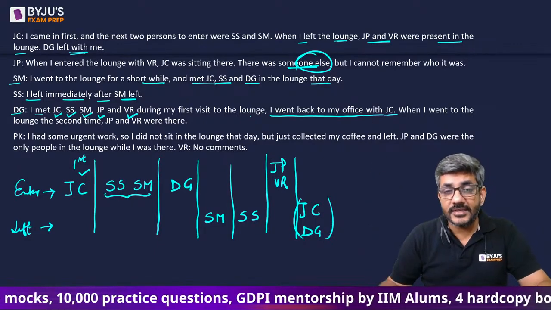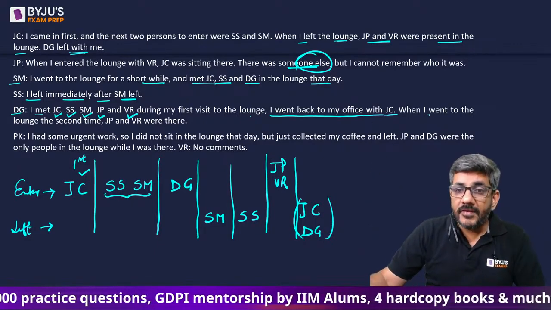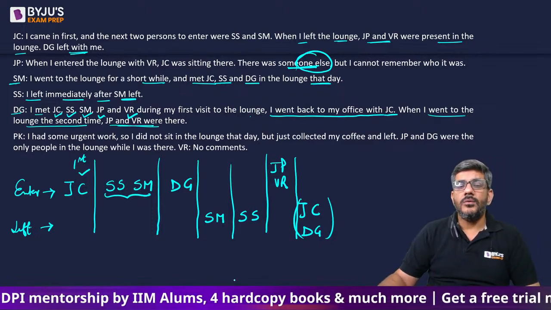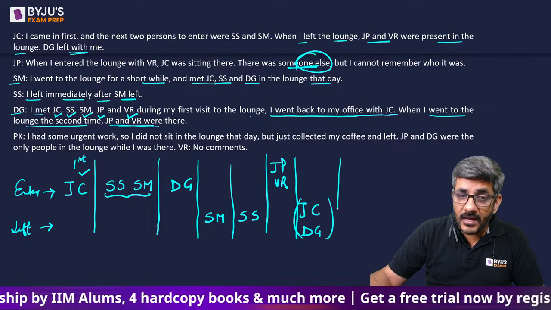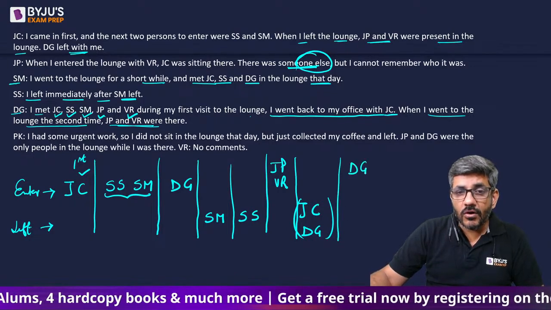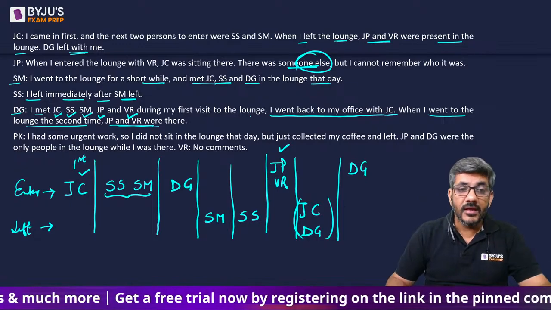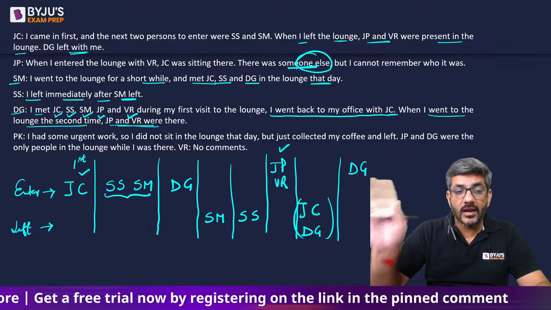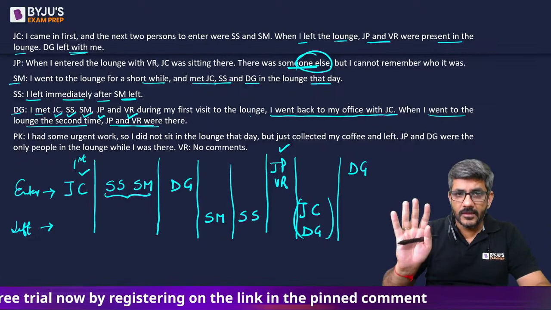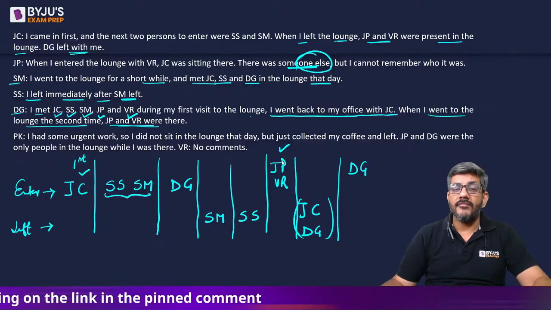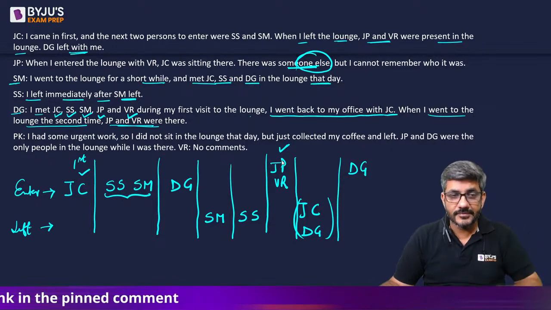उसके साथ ही DG वापस चला गया. "When I went to the lounge the second time, JP and VR were there." तो जब वो दोबारा आया, DG, he saw that JP and VR were still there. That means JP and VR had still not left. वो अभी भी नहीं गए थे। So when DG came to this point, he again saw JP and VR, so they had still not left.